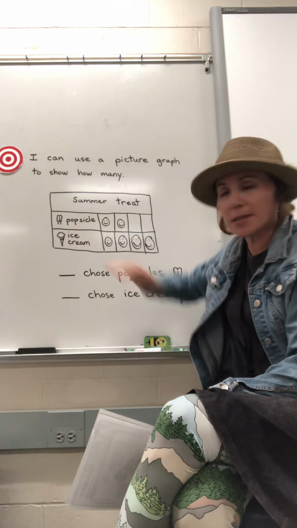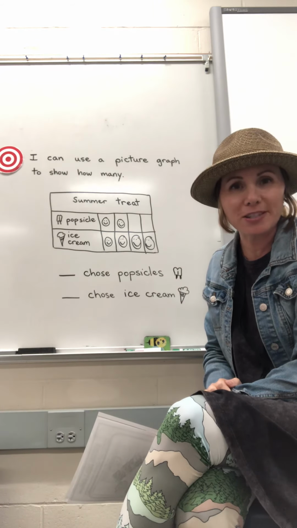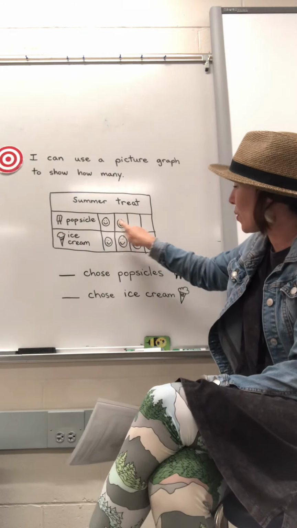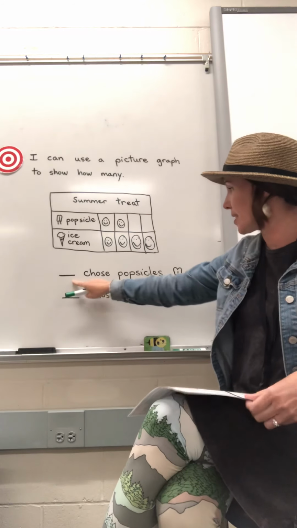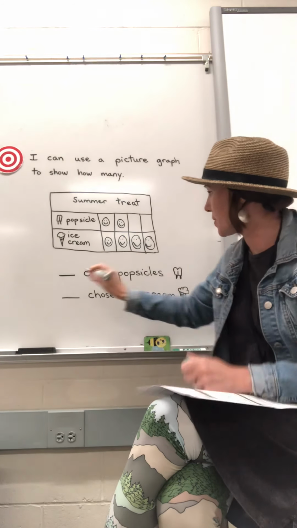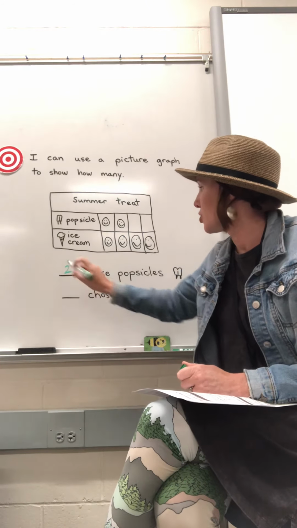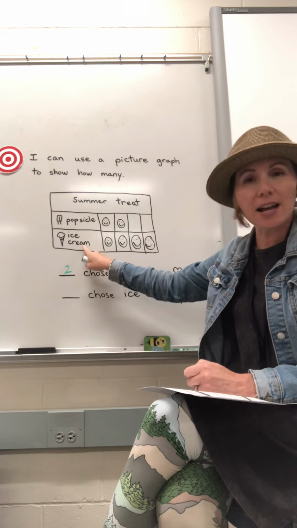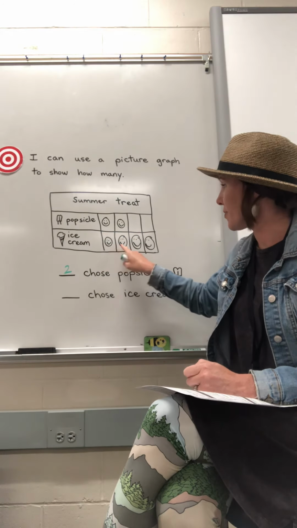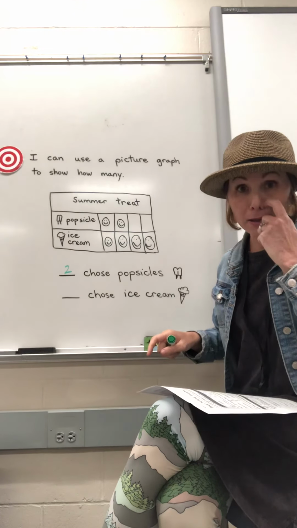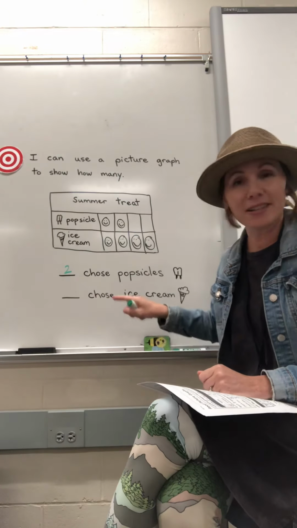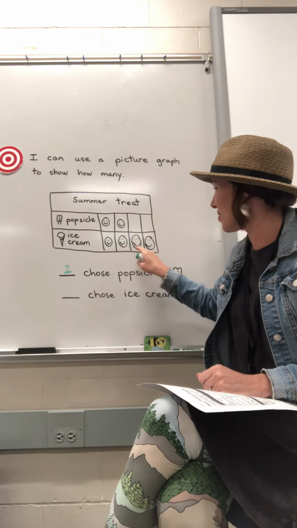So if you look at popsicles, how many kids liked popsicles the best? I see 1, 2. And down here it says blank chose popsicles. So 2 chose popsicles. And then it says ice cream. And each box is for 1 kid that liked ice cream. So take a look at that and how many kids like ice cream. I see 1, 2, 3, 4.